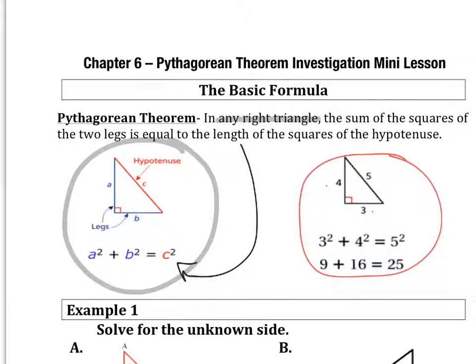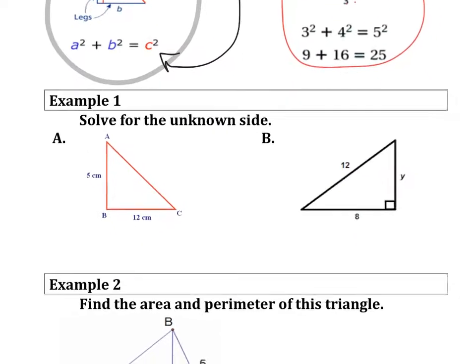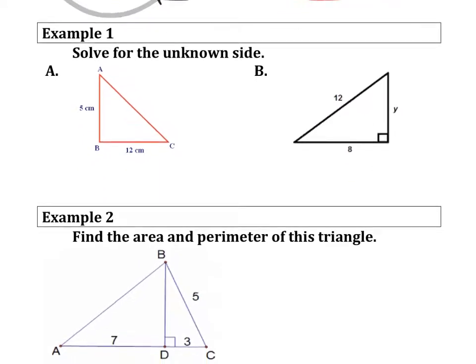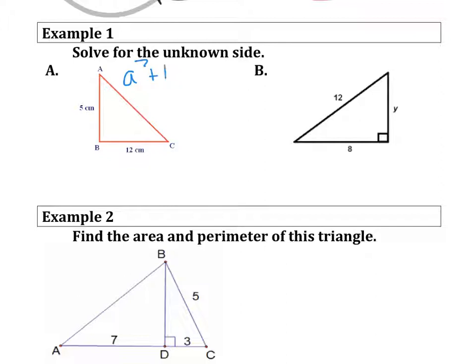So if we look at example 1, we notice that in A, we are solving for the hypotenuse. So I identify right away that it's the two legs that I'm given, and I'm going to be looking for the hypotenuse. So when I set this up, I start with just the basic formula, a squared plus b squared equals c squared. And then I go ahead and insert my leg values in for a and b.